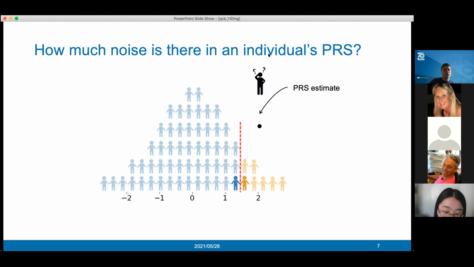For example, for a given individual, if we look at its PRS estimate alone without considering any uncertainty, we will find that this individual should be classified into a high-risk group. However, if we take the uncertainty into consideration and create a confidence interval, we will find that these PRS estimates actually have very large uncertainty, and after accounting for this PRS uncertainty, we are not sure where exactly we should place this individual and what treatment we should assign to this individual.